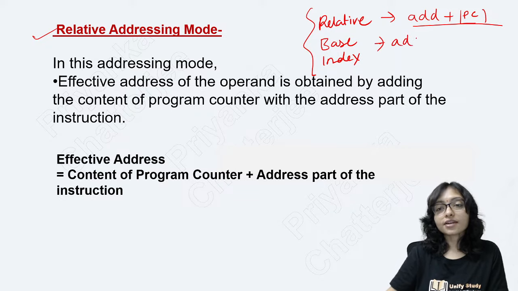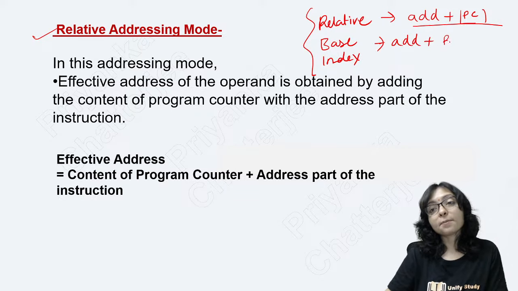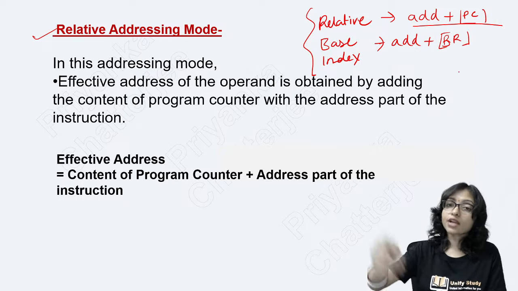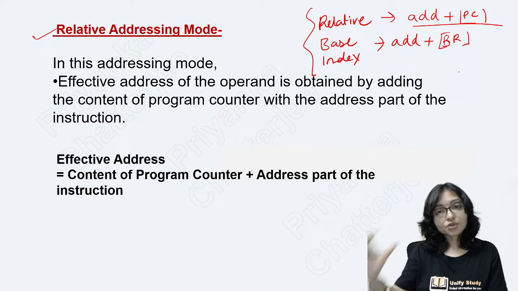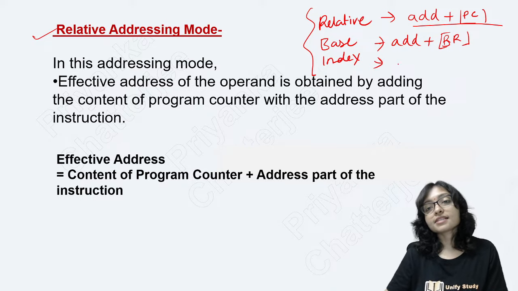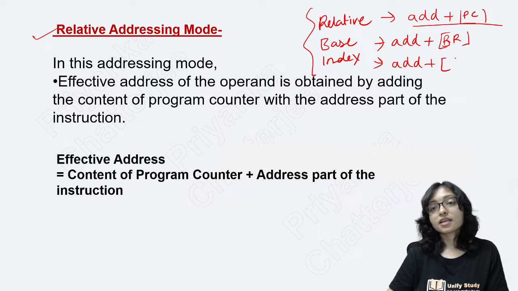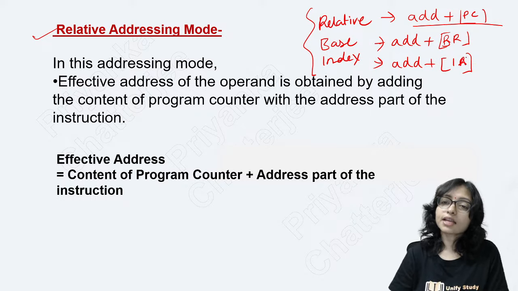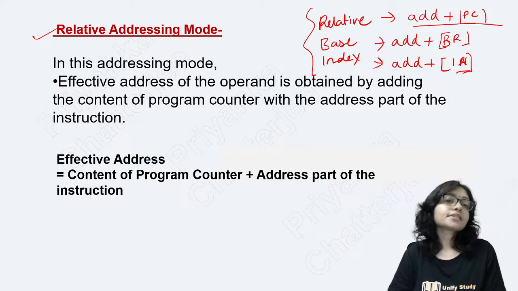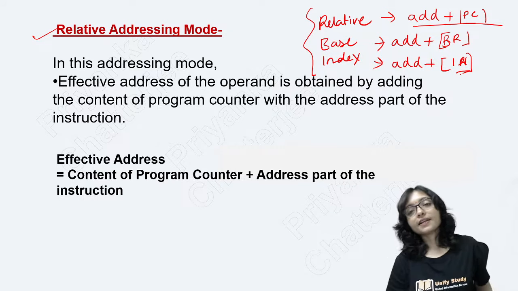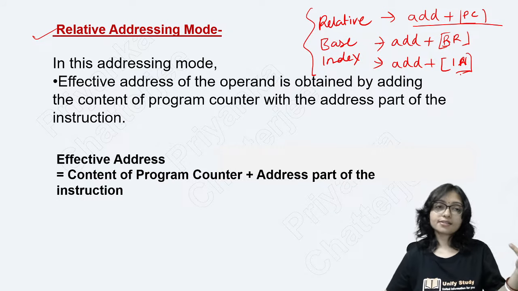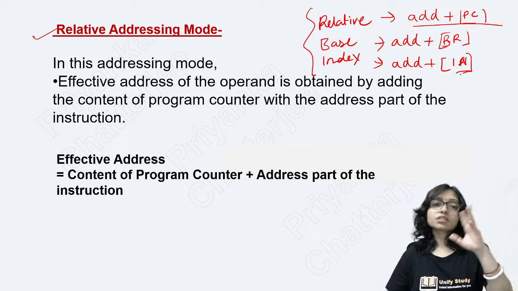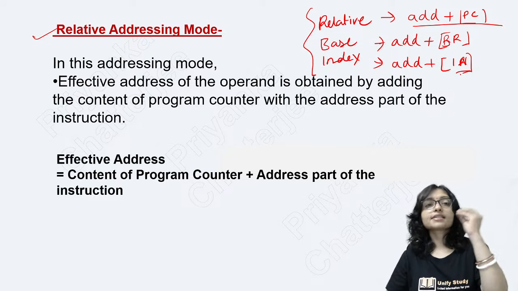Here, with the address part, we are adding the base register value. Whatever the value of the base register is, that will be added. That is called base. Index register means with the address, you are adding the index register value, whatever is there in the index register. That's why it is called index. But the ultimate concept is the same. Everyone is adding something extra.